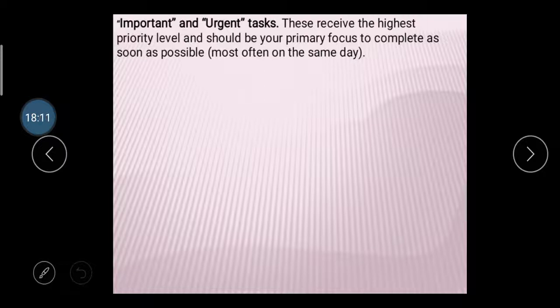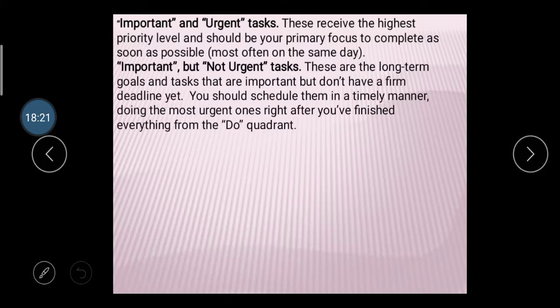You have to divide your tasks into 4 categories. First of all, important and urgent tasks, so you have to do this task first. Then the second one is important but not urgent tasks. These are the long-term goals and tasks that are important but don't have a firm deadline yet. You should schedule them in time. First you have to complete the urgent task, and then you have to schedule the next task.